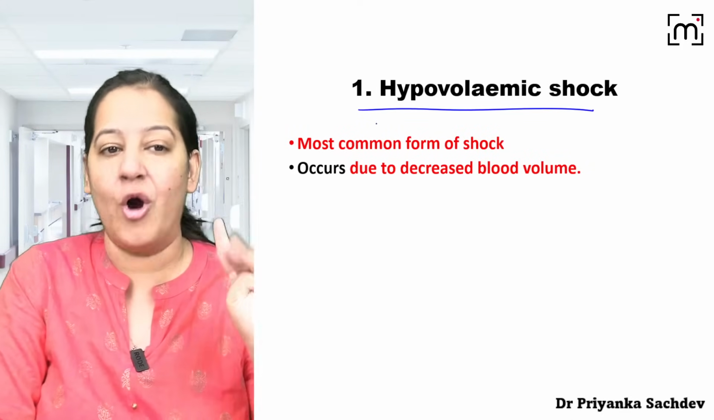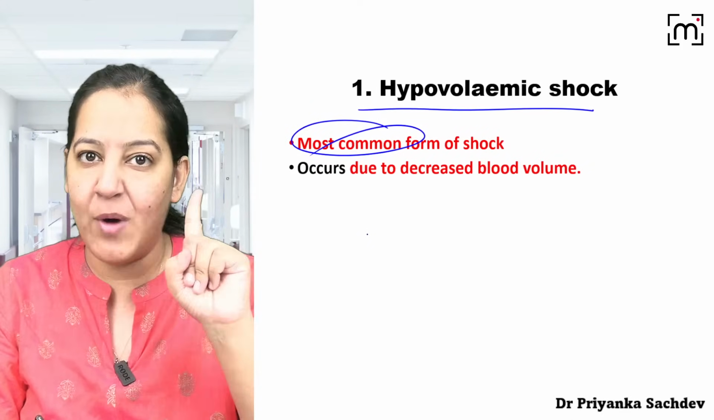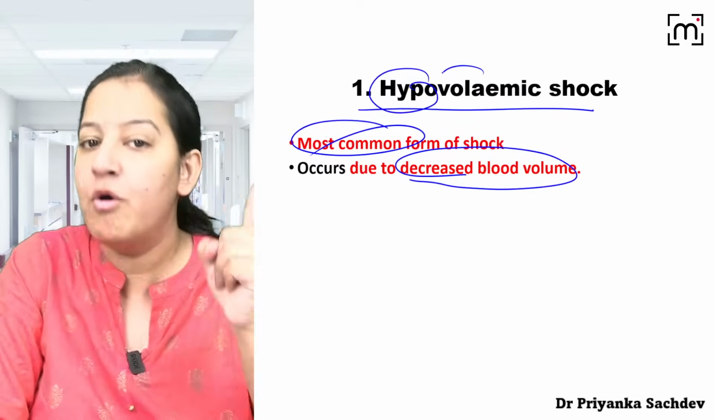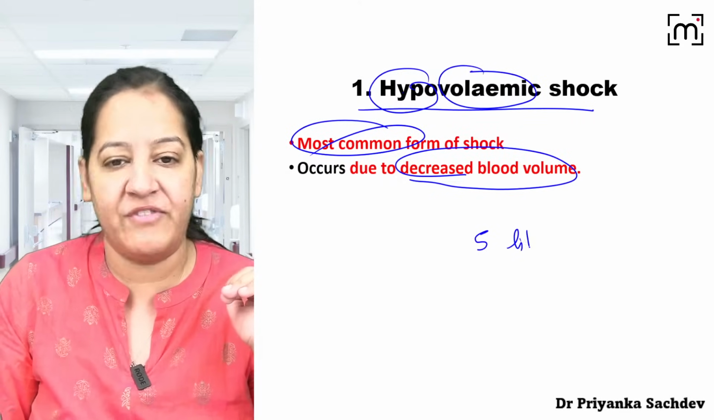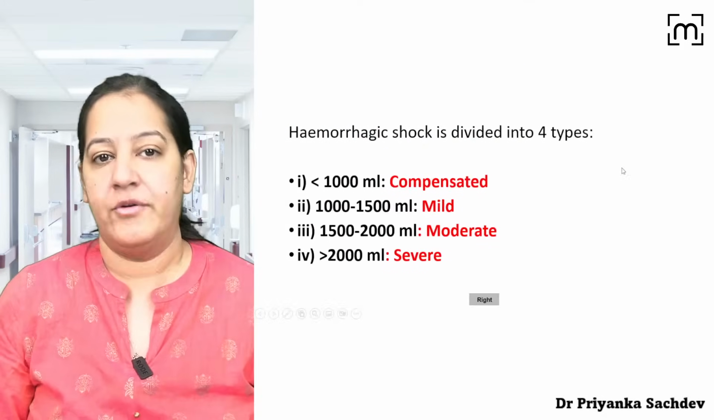Among the 3 types of shock, it is the most common type. If you want me to answer in one word, it is due to decreased blood volume. That is hypovolumia, decreased blood volume. So normal blood volume is 5 liter. If it is less than 5 liter, it can lead to this type of shock, right?